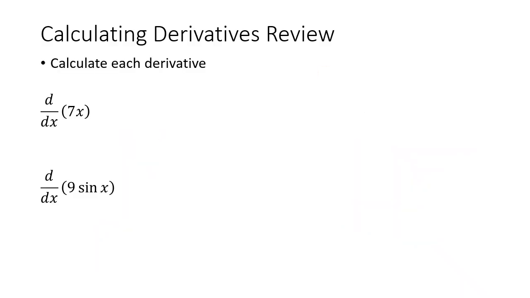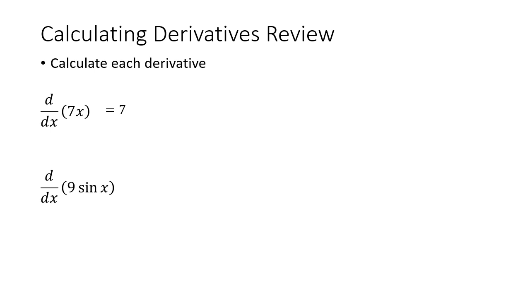Before moving on to derivatives of functions of more than one variable, I want to review calculating derivatives of functions of a single variable. So two quick review problems. Take the derivative of 7x and then take the derivative of 9 sine x. For the derivative of 7x, the derivative of x is 1. And if we have a number multiplying, we just take the number multiplying times the derivative. So this is 7 times 1, which is just 7.